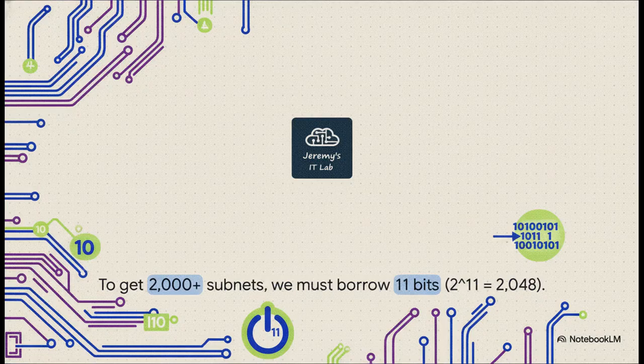So where do we even begin? Well, the first step is always to figure out how many bits we need to borrow from the host part of the address. We need 2,000 subnets, so we ask ourselves, what power of 2 gets us there? 2 to the power of 10? That's 1,024. Not quite enough. So we go to the next one up. 2 to the power of 11 is 2,048. Perfect. That's our number. We need to borrow 11 bits.